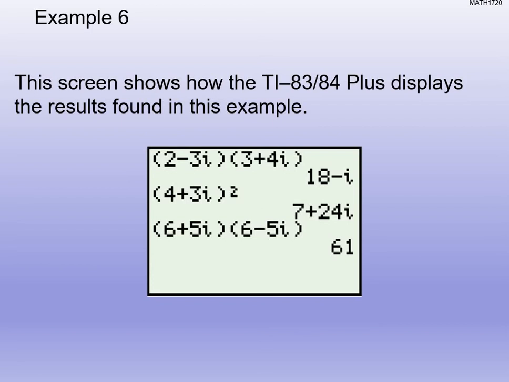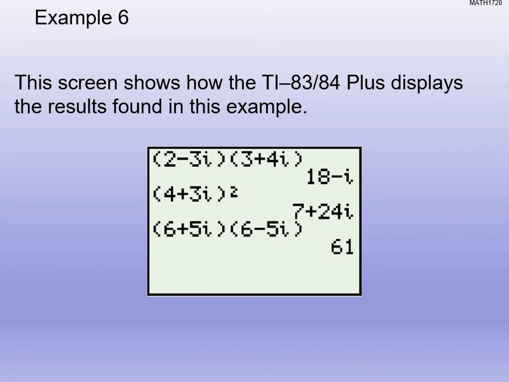First, you need to change the mode. So you're going to hit the mode button. Sorry, not second mode, just the mode button, and you're going to go down to where you see real will most likely be highlighted. Next to real, you're going to see A plus BI. So you're going to go down and select A plus BI.